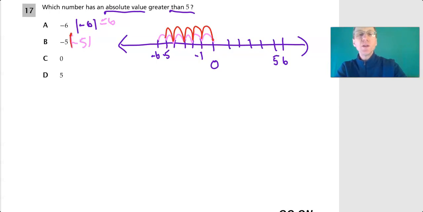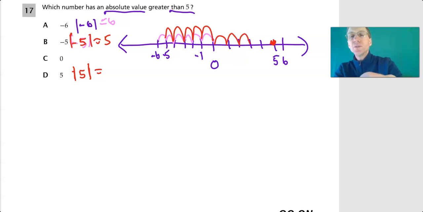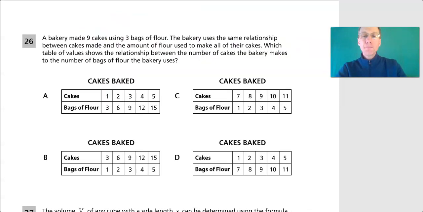So we'll put that one in red over here. The absolute value of 5 is 5. And then the absolute value of 5, not 15, I want it to look like 5, is also 5. So if we come out to here, that's also 5 spaces, 1, 2, 3, 4, 5 spaces. Which number has an absolute value greater than 5? Greater than, not equal to, it's going to be letter A. Nice.